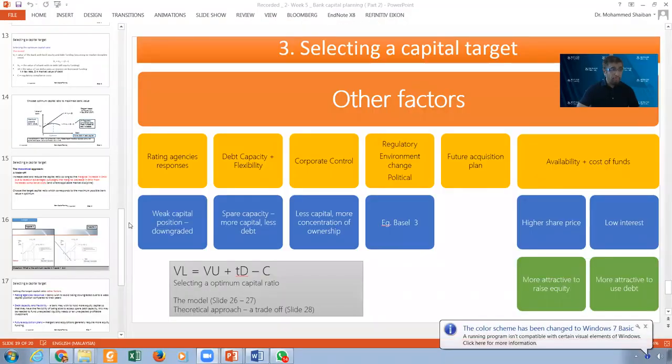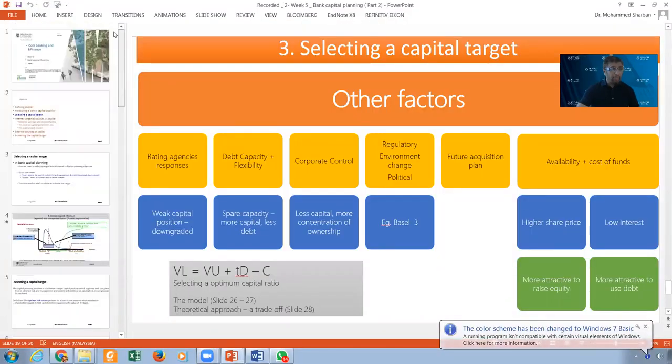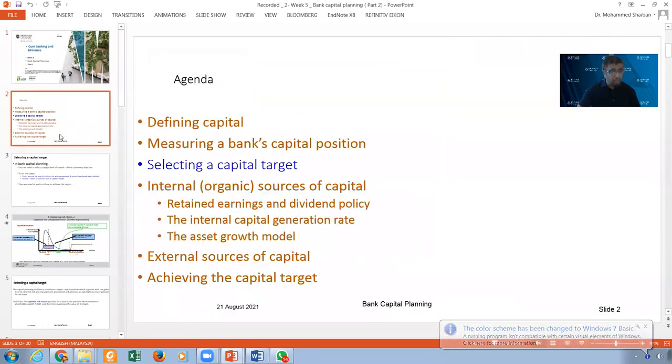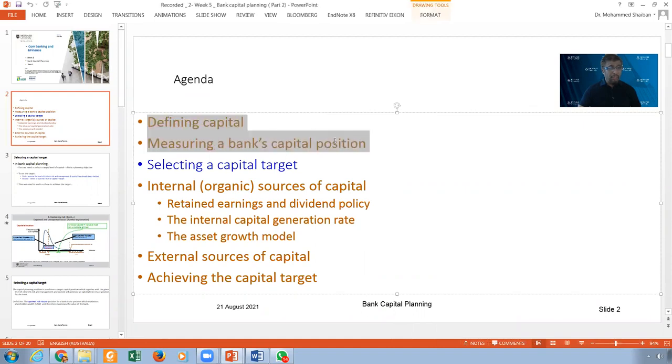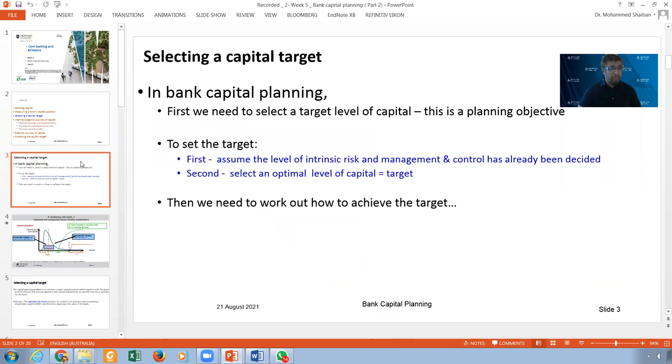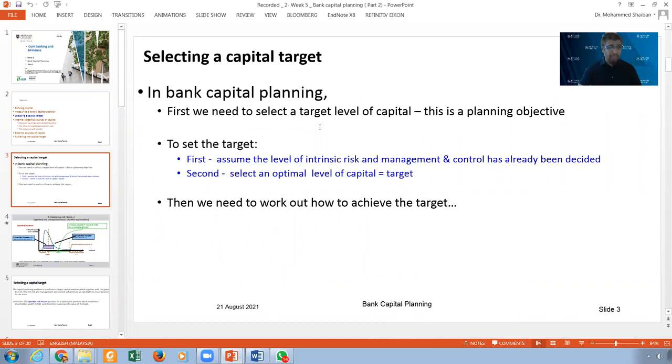So this is part 2, and we are talking about selecting the target capital. We finished this in the first part, as you know. So what is the target capital actually? In bank capital planning, we are trying to select a target capital level, which is one of the most important planning objectives.